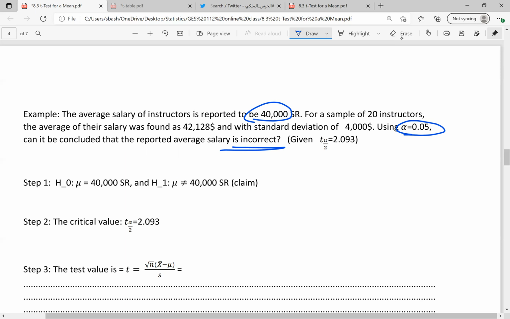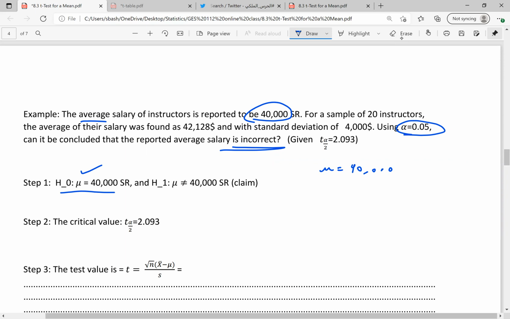Now, to solve this problem, we have 5 steps. Number 1, we have to state the hypothesis, null and alternative hypothesis. The average given there, or the mean, equal to 40,000. Usually, this is a null hypothesis. So in the first step, we have to state the null hypothesis and the alternative hypothesis. H sub 0 is equal to 40,000, the mean, the average.